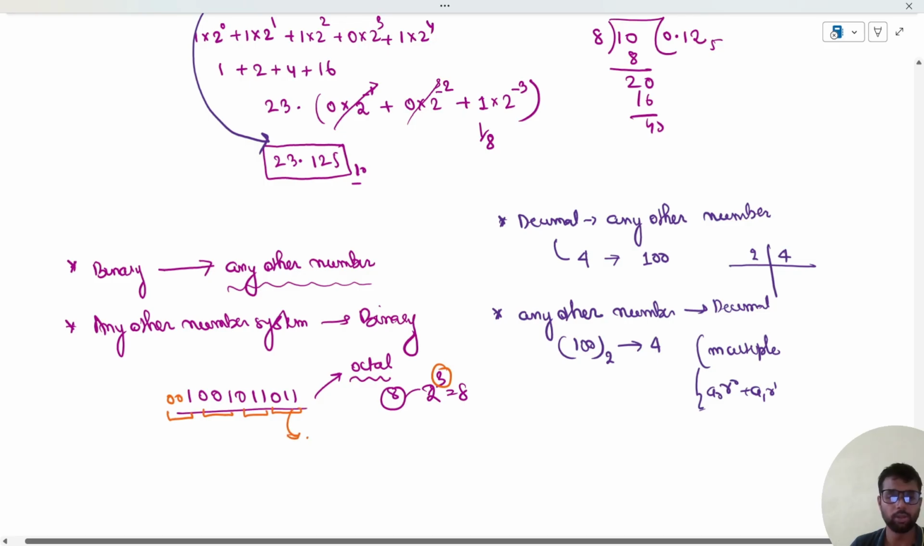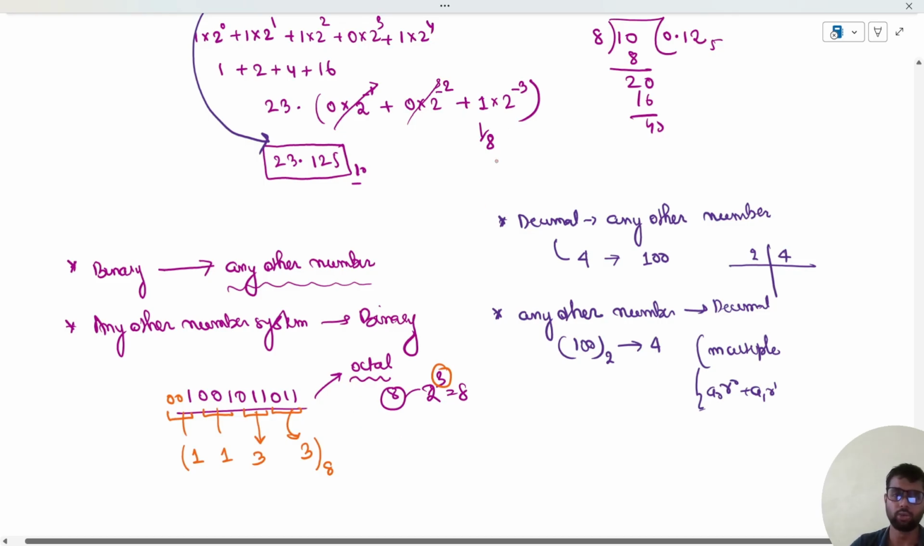So this would be what? This would be 4, not 4, this would be 3. Convert this binary into number. This would be what? Again 3. This is 1. This is 1. So this number is equivalent to this in octal, basically.